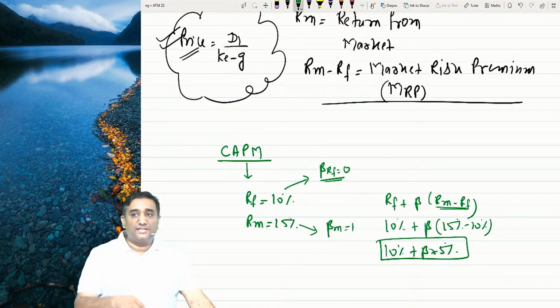The return which the market is giving over the risk free. Risk free gives a return when the beta is 0, and RM gives a return when the market beta is equal to 1. Now, using this data, I'll make an example. This is called the CAPM equation.